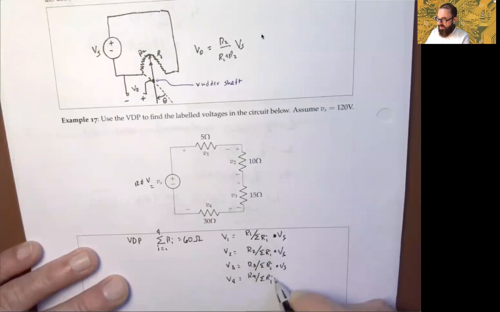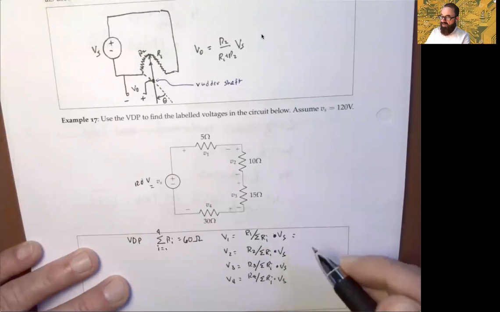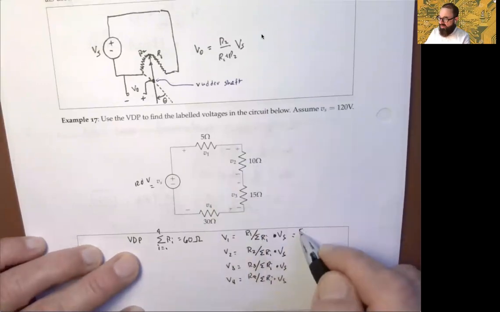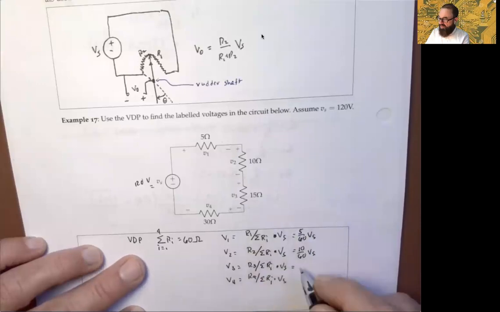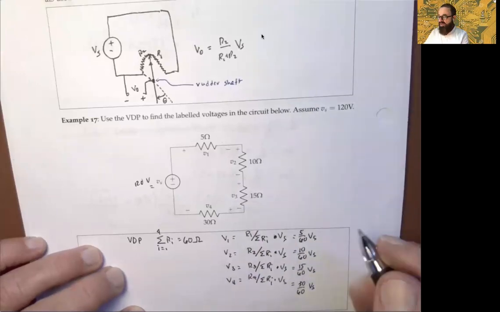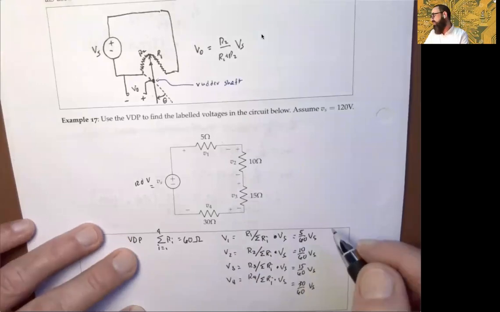Times Vs, times Vs. And so we'll have 5 over 60 Vs. Here we would have 10 over 60 Vs. And here 3 would have 15 over 60 Vs. And then finally here we'd have 30 over 60 times Vs, right? And of course the voltage source is 120.